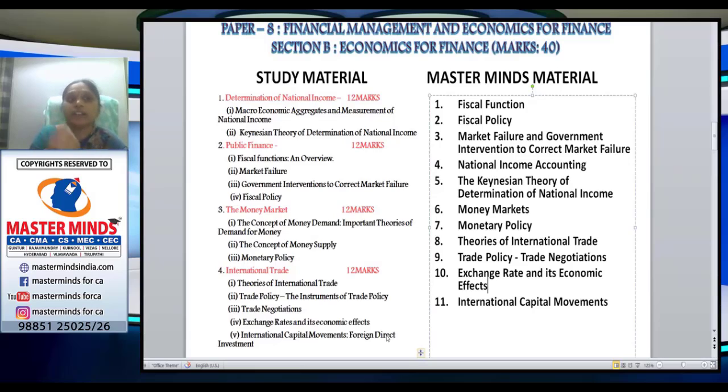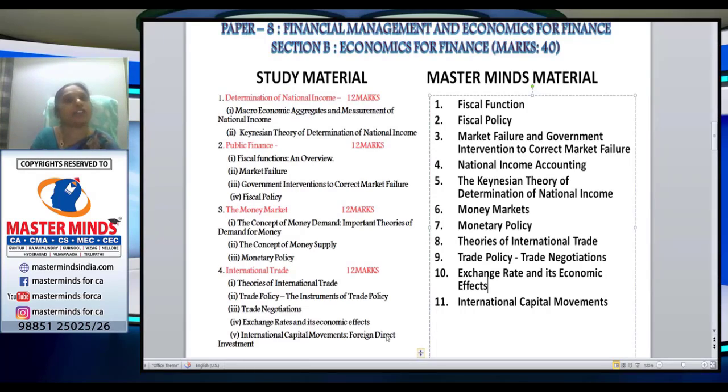The next one, the determination of national income, we have 2 units. The first one we have discussed right now. The second one is the Keynesian theory of determination of national income. That's what we placed here as the 5th chapter. So we have completed two chapters of study material, and these 2 chapters we have classified into 5 chapters in our masterminds material.